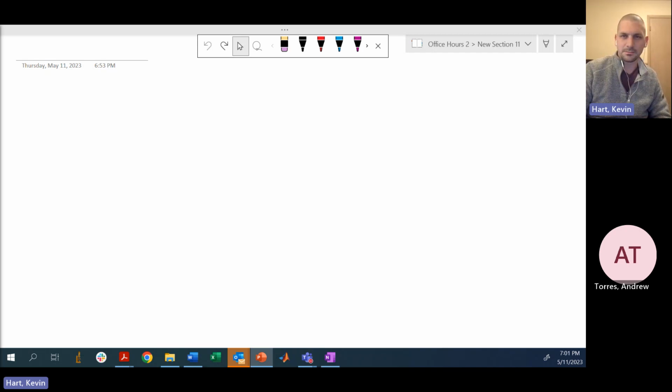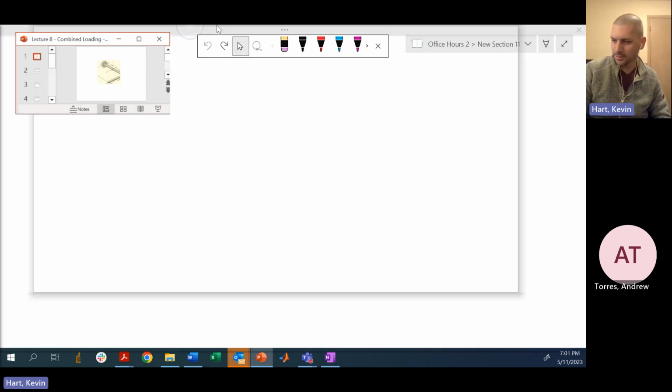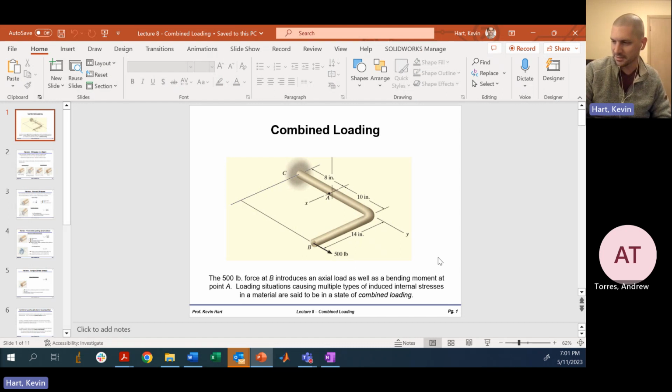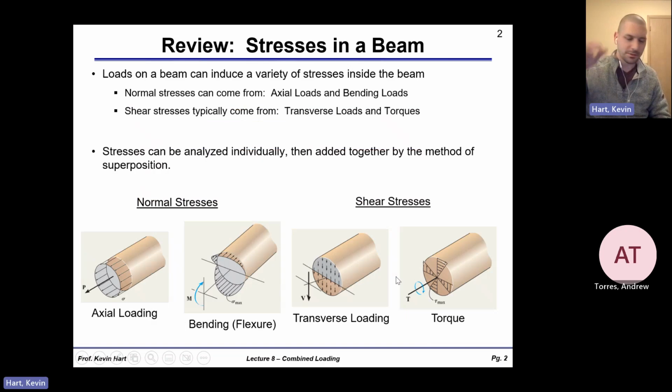So first things first, I was thinking about a good way to review, and honestly, I think the best way to review for the test is to look at these combined loading notes, which you can find on Canvas. This portion of the test, we're going to have questions about torsion, bending, and transverse shear. Axial loading was in test number 1. And then all of those things together. So if you just want to review for yourself what each of those types of stresses is, where they come from, and what the equations look like, this set of notes can be pretty helpful.